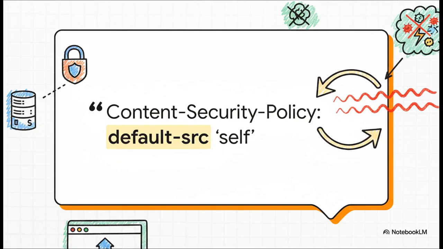And the beauty of this is how simple yet powerful it can be. Just look at this one line. This is a basic but super effective CSP rule. It's basically telling the browser, look, for everything on this page, scripts, images, the whole shebang, only trust stuff that comes from my own domain. That's it, nothing else. Just that one little rule can shut down a massive number of XSS attacks, right out of the gate.